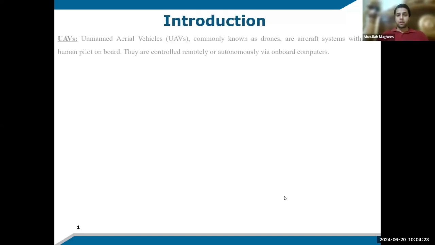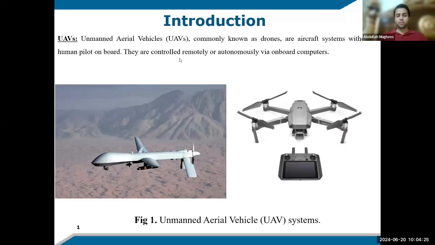So I believe my screen is visible for all, right? Okay, so let's talk about the basic technical term, that is the unmanned aerial vehicles. From the name, you can get the idea that it is unmanned. There is no human pilot involved in driving the systems, and it is an aerial vehicle. So it's a vehicle that drives in air.